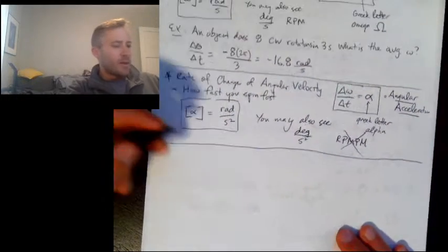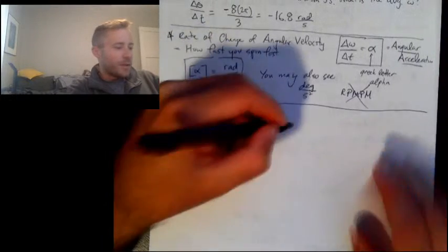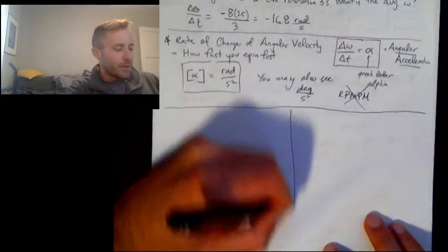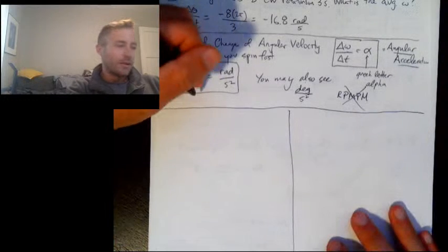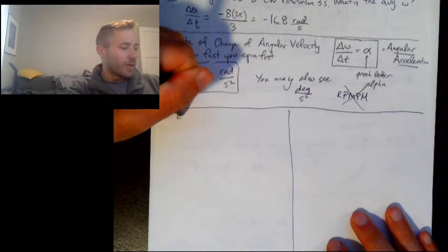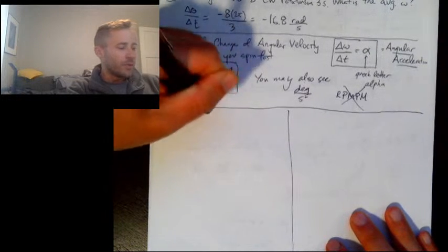Okay. So I'm going to divide the remainder of my piece of paper in two. And on the left-hand side, I'm going to write down what we had for linear motion.